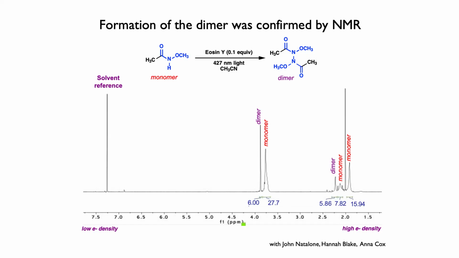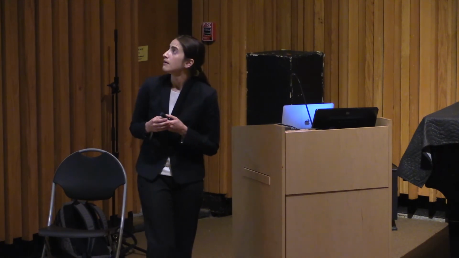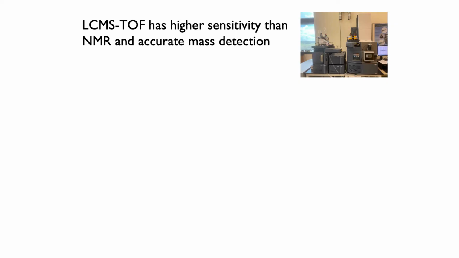So we didn't want to give up. This is the dimer, but for the sake of time, I'm going to keep going and skip over this NMR. With similar analysis by NMR, we could tell dimer was forming. So what we wanted to do was look at this by LCMS, which was the other method that I mentioned before. This is the instrument.